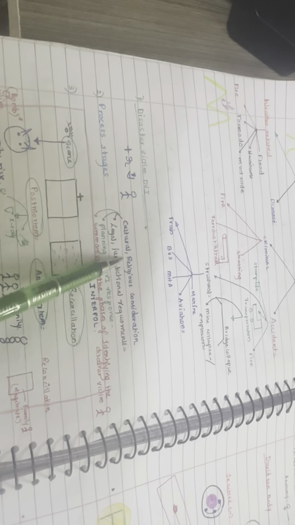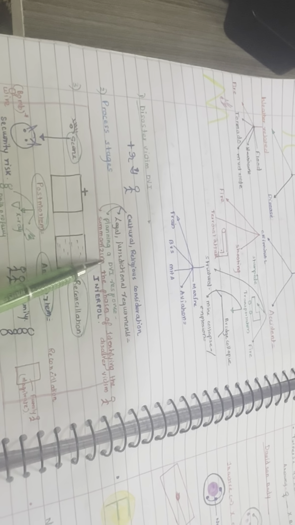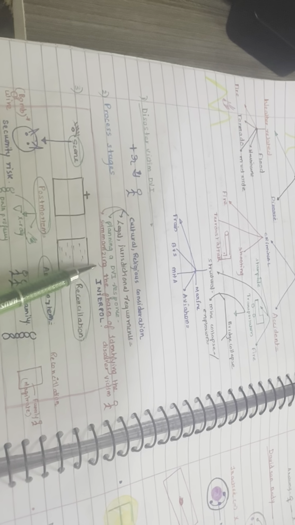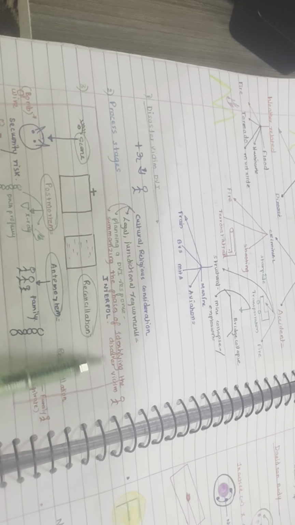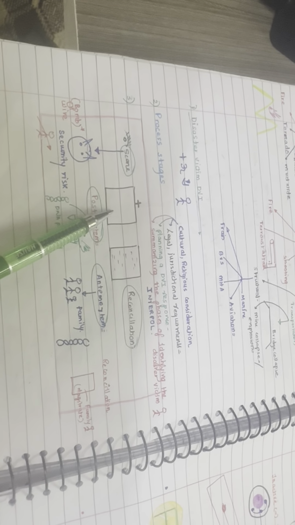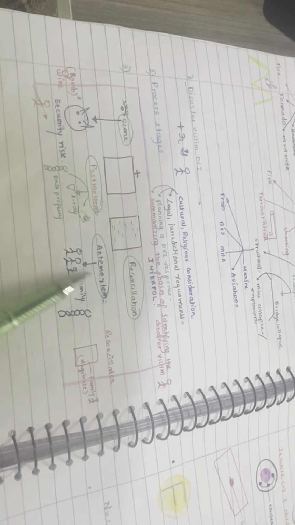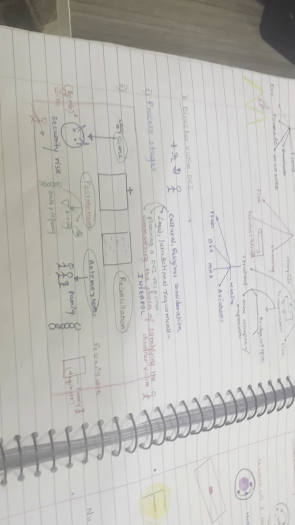Process changes, cultural and religious consideration should be there, legal and jurisdiction requirements. Planning a disaster victim response, summarizing the phases of identifying the victim. There is scene, antemortem and postmortem, X-rays, DNA processing, security risk, reconciliation.